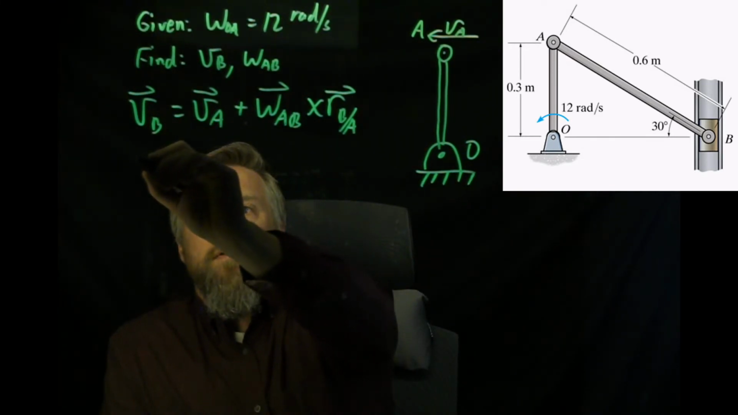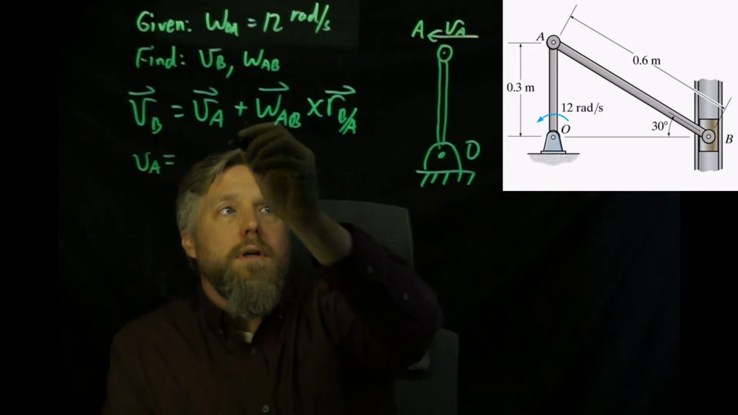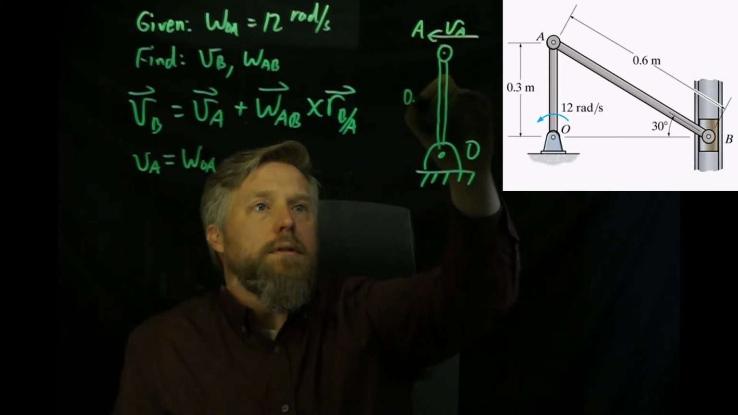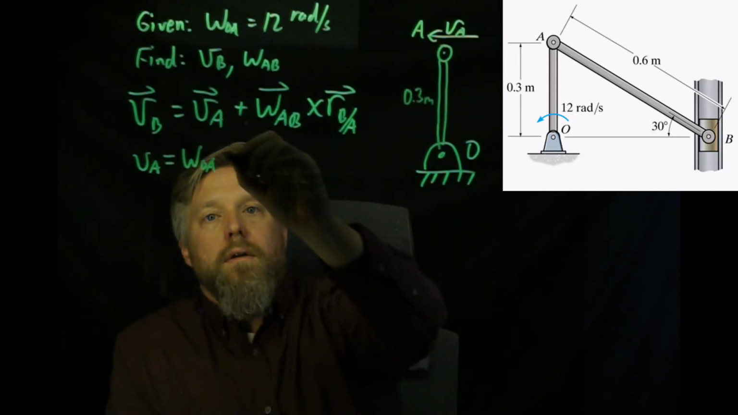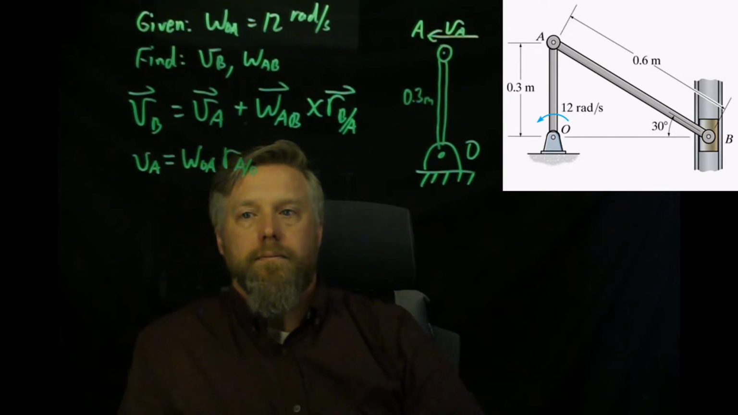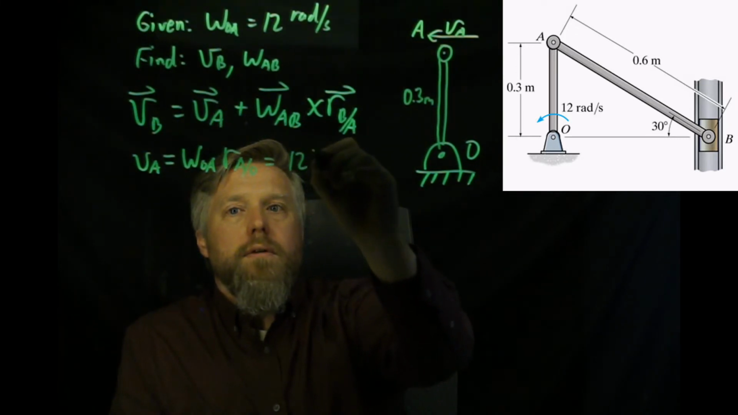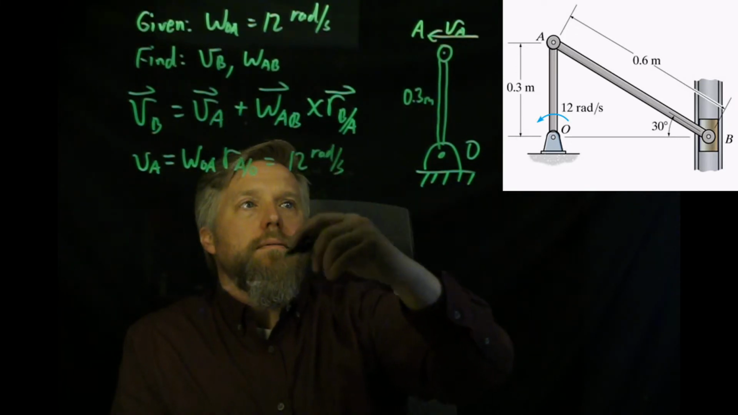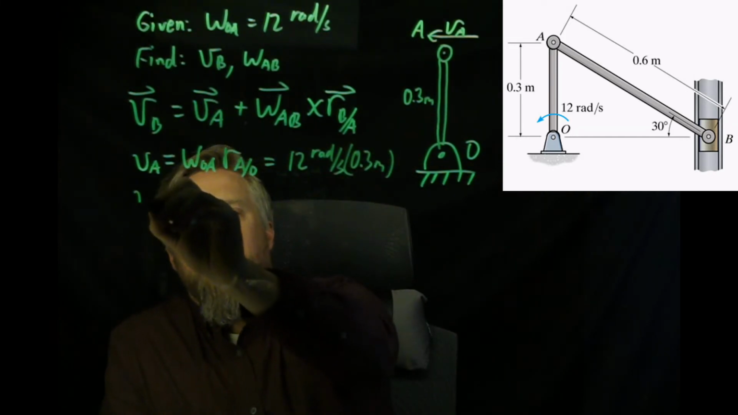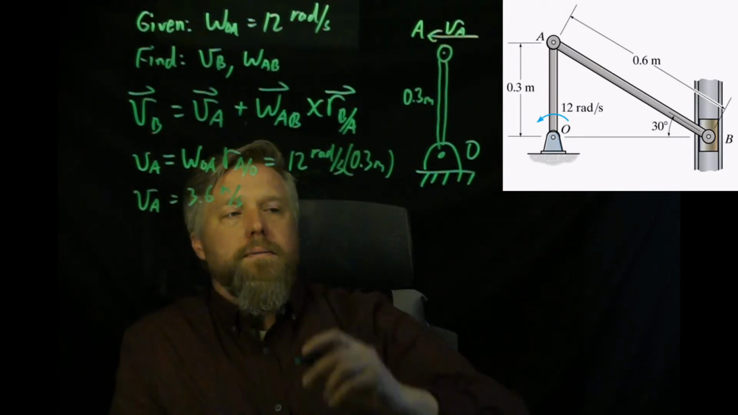So I'm going to say my velocity of A, looking at this picture I just drew, is going to be equal to omega OA times the radius, which is 0.3 meters. And that's going to be the radius of A with respect to O. Put those two together. Omega OA is 12 radians per second, R OA is 0.3 meters. And we know then that VA's magnitude is going to be 3.6 meters per second.